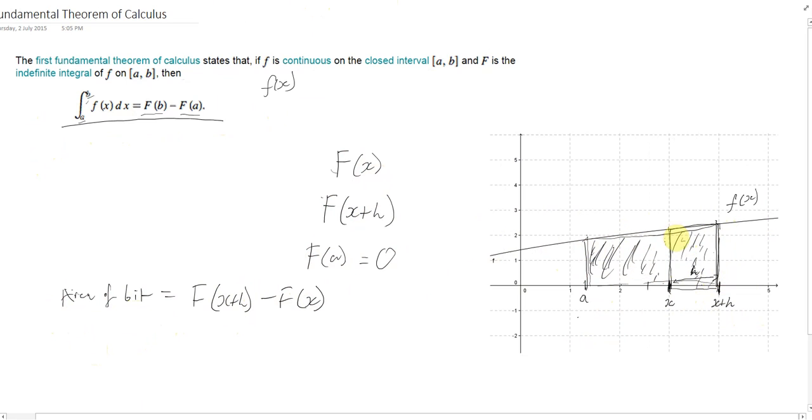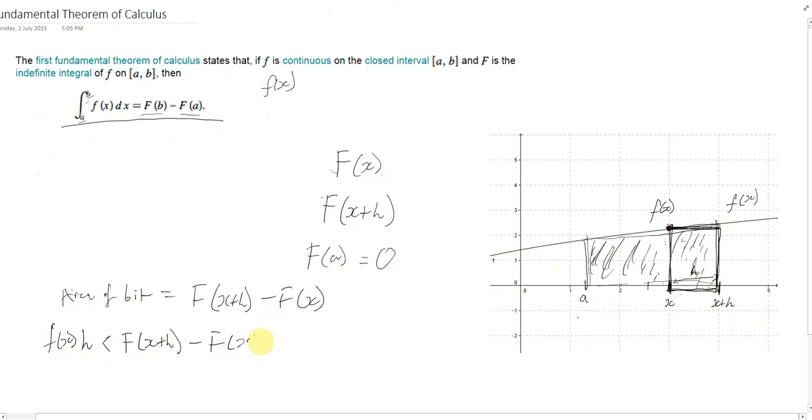We know that if we take this point here and go straight across, the sliver's area is larger than that area I've created. That box goes up to a height of f of x, and it is h wide, so its area is f of x multiplied by h. So the area of the sliver is larger than f of x times h.